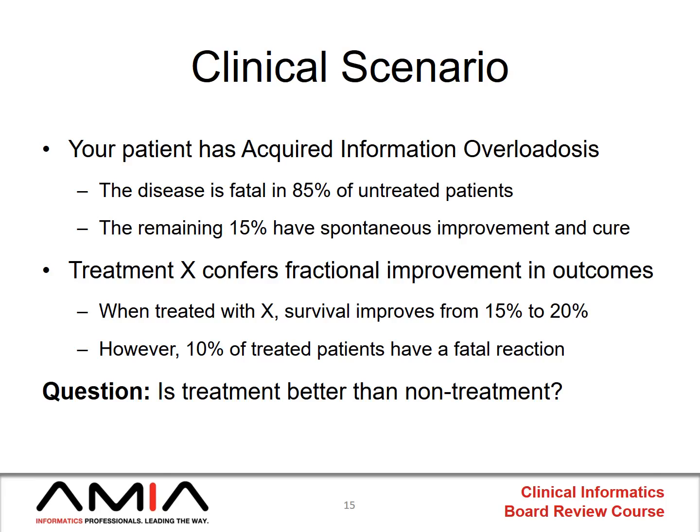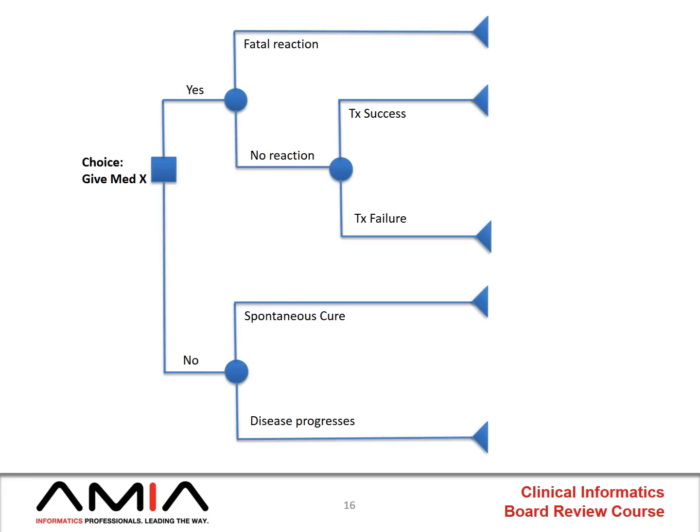Should we actually just go with the original standard of care, which leads to an 85% mortality rate? Or can we actually measure whether treatment X is better than the alternative? And the formal way to do that is actually this decision tree. So here I've drawn the tree.